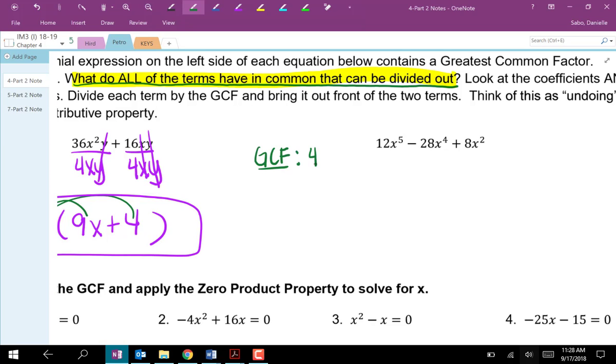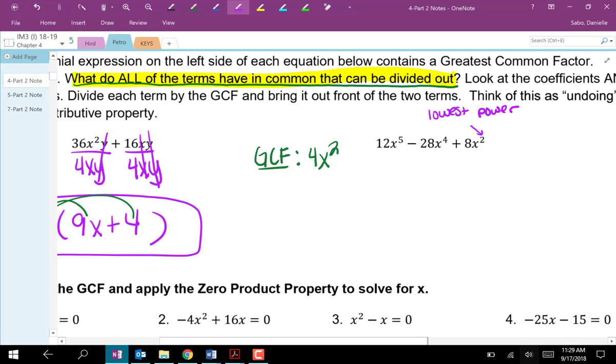Okay, now let's talk about the variables. I have x to the 5th, x to the 4th, and x squared. What's the max amount of x's that I can pull out of all 3 of them? It's always the lowest power. 2. Here's why. If there was a plus x right here, I'd say 1, yes. But if you want to make a note for yourself, it's always the lowest power. And that's why it's x squared.